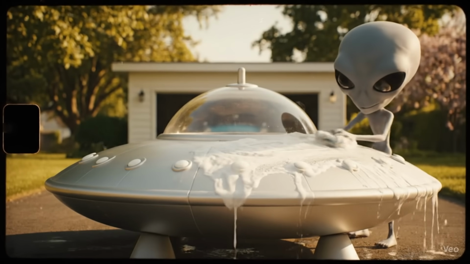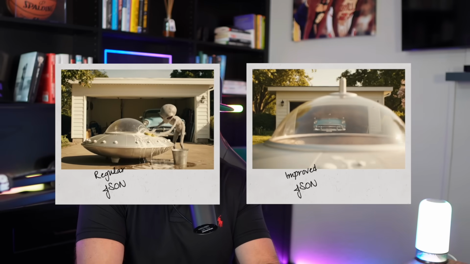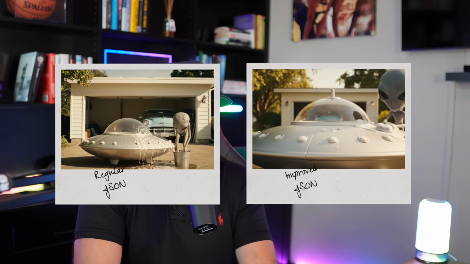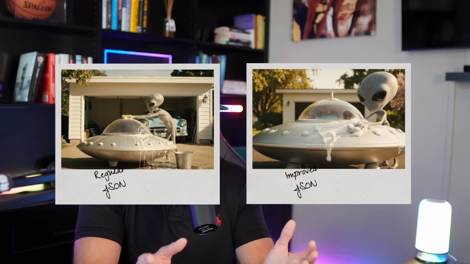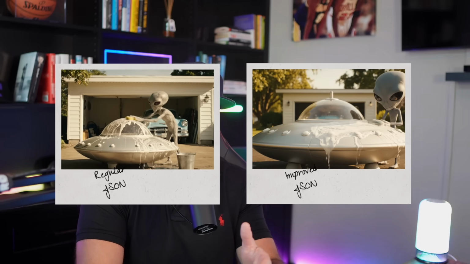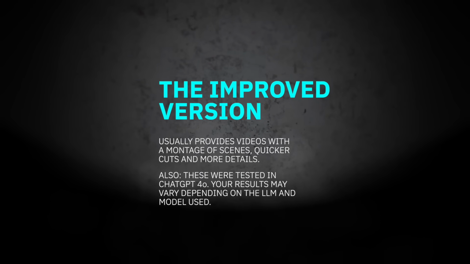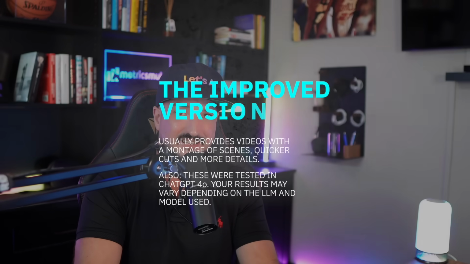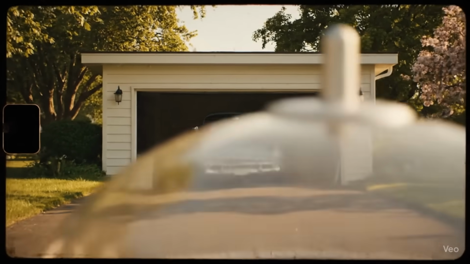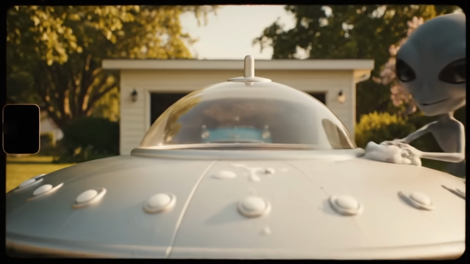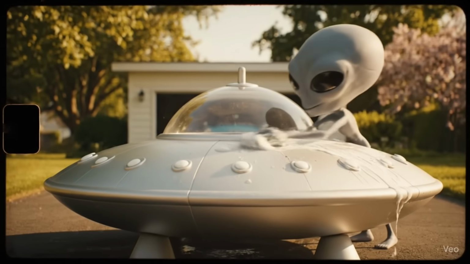Here are the two side by side for a comparison. Now you can see in the original one, it's just one scene. The alien is just washing his car. Now with the 10X improved version, it starts with a zooming out shot from the garage. As it continues to pan and zoom, now we can see that alien washing his UFO. It almost gives us two different scenes rather than just one shot of him in the same position.